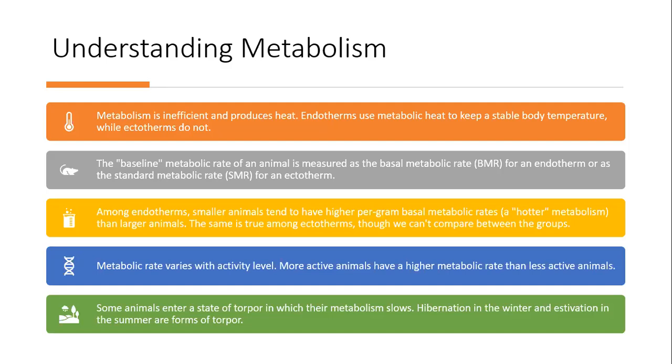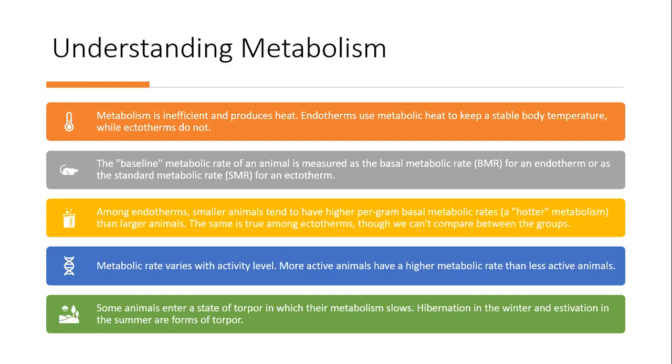Wait, doesn't that have to do with warm-blooded animals? Correct, definitely correct. So endotherms are like humans, for example, mammals. What happens is that endotherms control our temperature on the inside. Our temperature is really internal, controlled by the different processes that happen inside our body. And so they say that we use metabolic heat to keep a stable body temperature, while ectotherms do not.